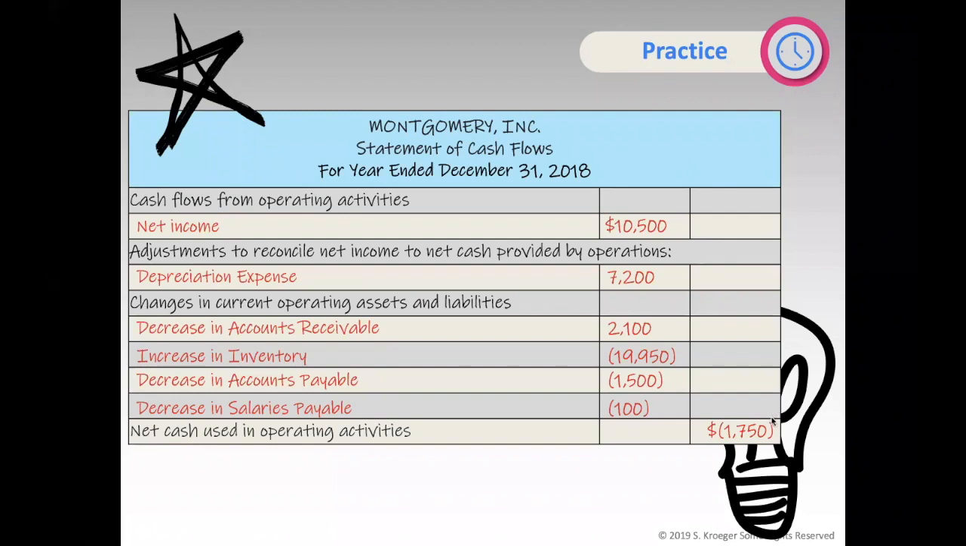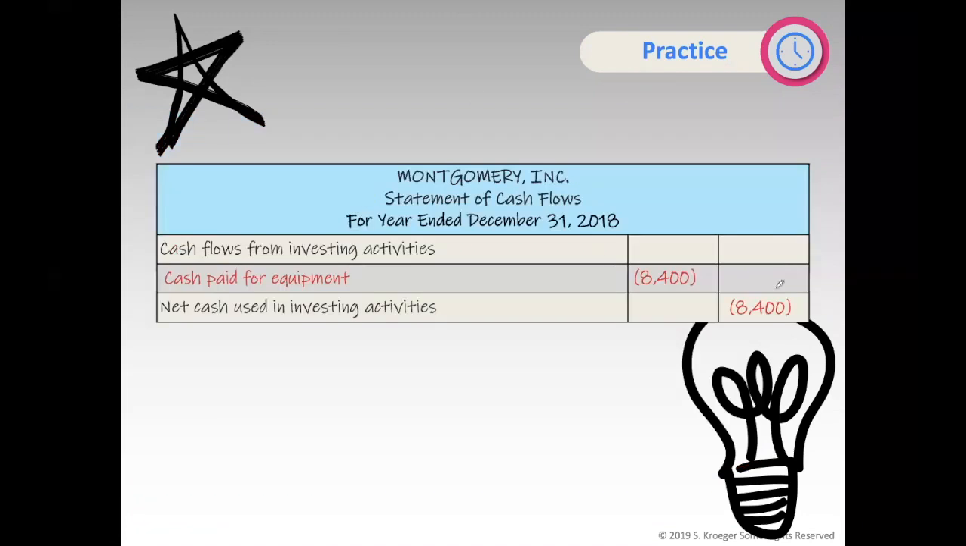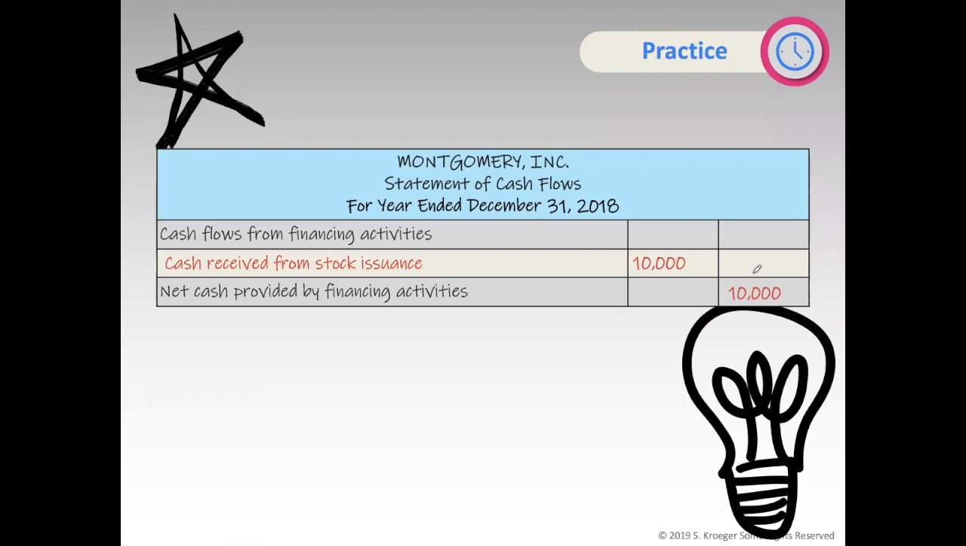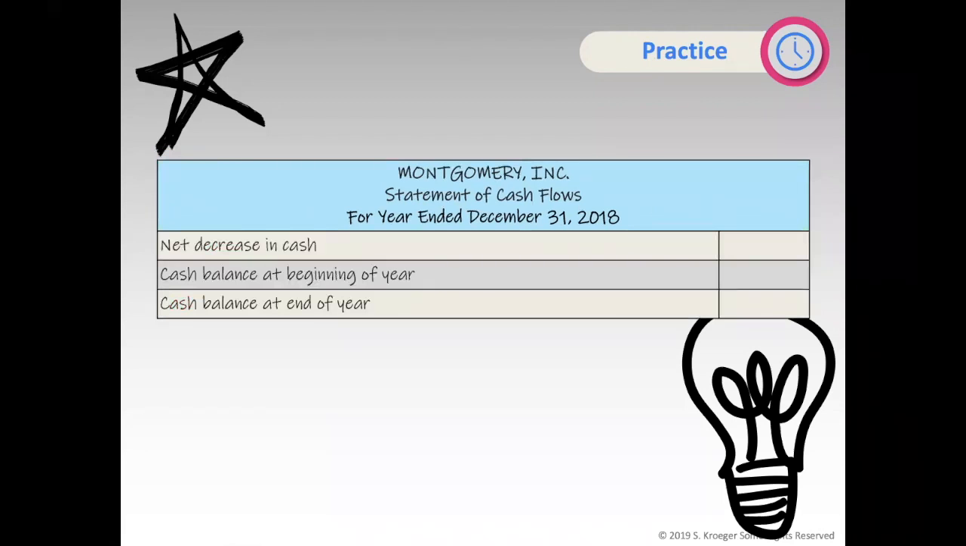Looking at the right-hand side column, the total for operating activities would be negative $1,750. The total for the investing section would be negative $8,400. And the total from the financing section is $10,000 positive. Total these three numbers together. When all three totals are added together, you should have gotten negative $150.